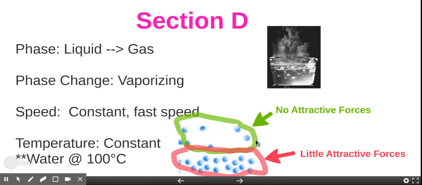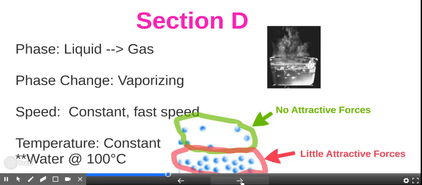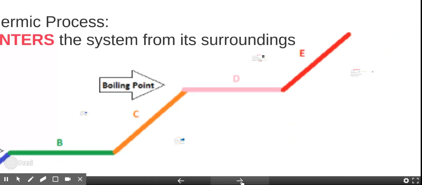This is the gas. So what's happening is all of the energy is going into breaking up these attractive forces and turning it into gas. So it's not changing the temperature or speed, it's changing the attractive forces. So that's where the heat is going. And we'll take a look again here at the next one.